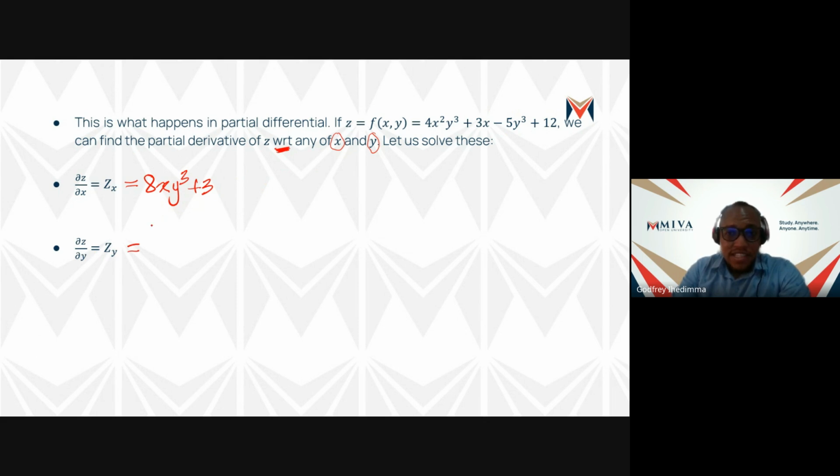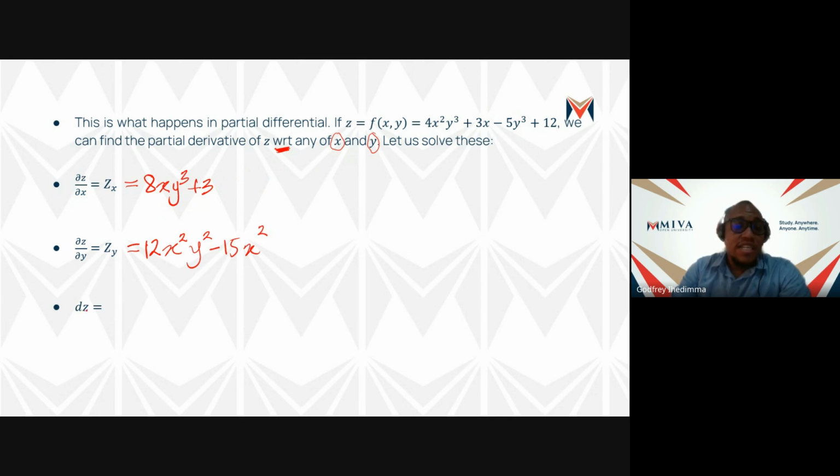Now, the same rule applies. x and y are in a union, so we're not going to throw x away. But then the index of y is 3. It will multiply the coefficient 4. So 3 times 4 gives us 12. Of course, x remains as it is, but then y, we have here 3 raised to the power 3 minus 1, which gives us 2. Then this x will be treated, because it exists alone, as a constant. So this gives us 0. And then we have here minus 15x squared. And this 12 also is a constant, so it becomes 0.